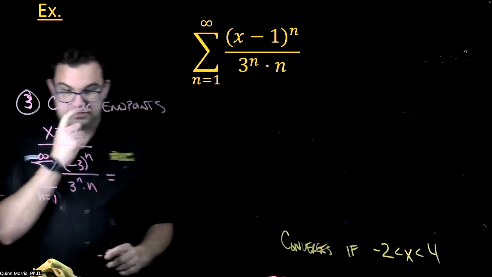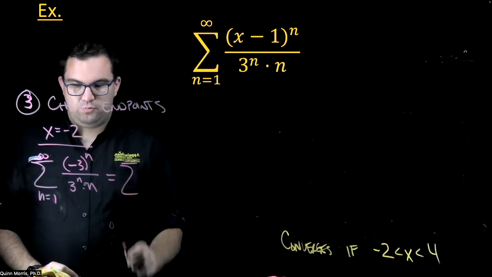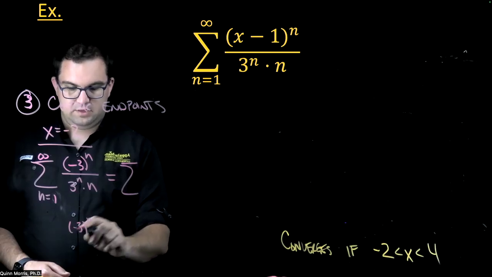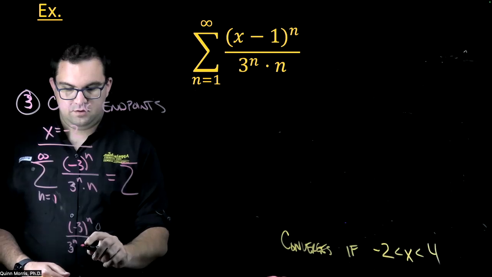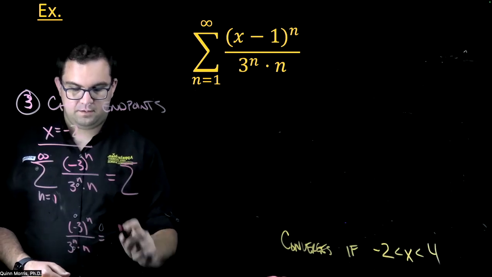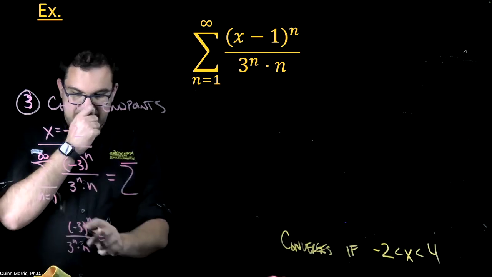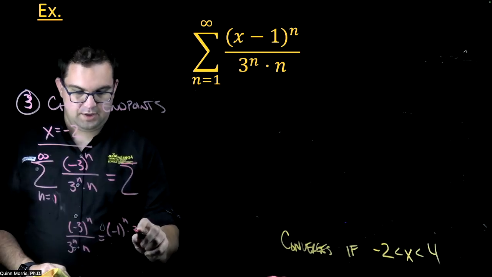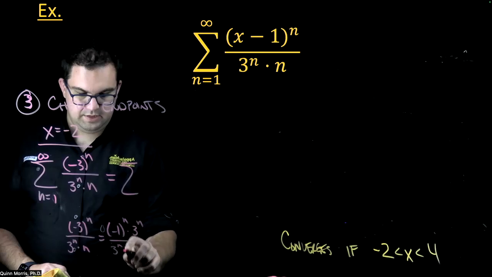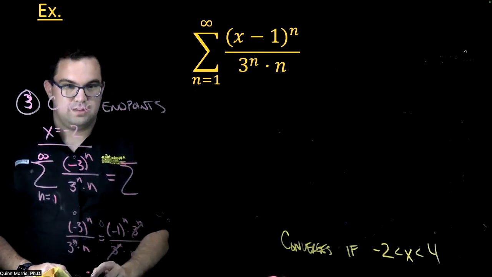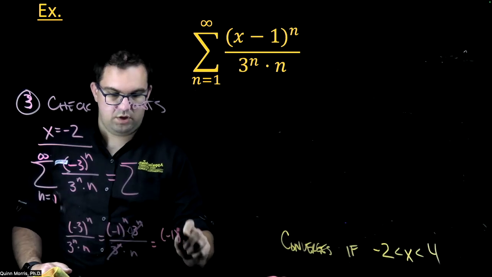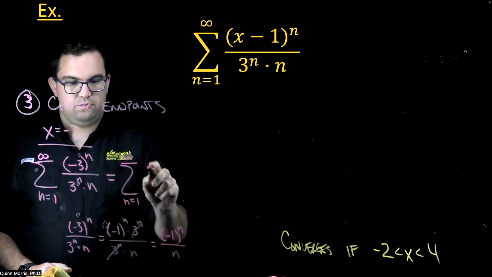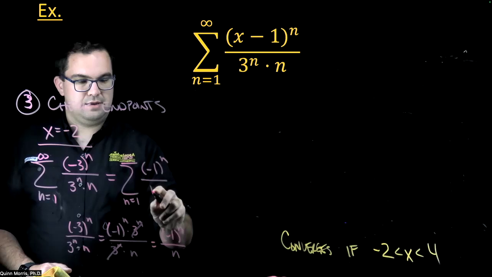Now, if I look at this, I could rewrite that numerator. So I'm going to just take the terms here for a second. So I've got -3 to the n over 3 to the n times n. I could rewrite this as -1 times 3. And so that'd be -1 to the n times 3 to the n over 3 to the n times n. Then the 3 to the n's would cancel, and I'd be left with a -1 to the n over n. So this series then is really equal to -1 to the n over n.